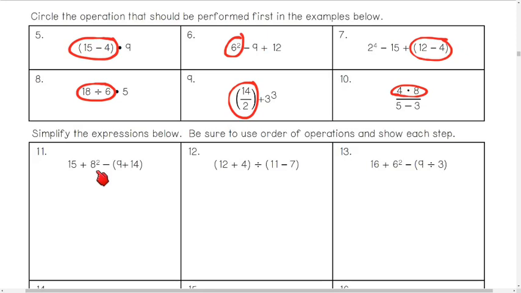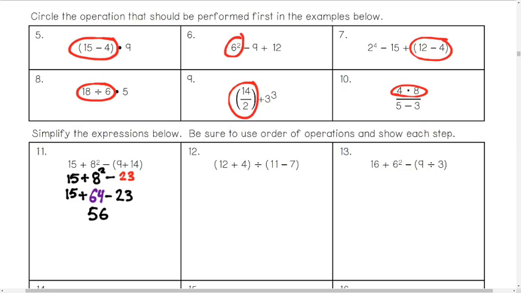So my very first step, I would go ahead and take the parentheses, and I would do that as my first step. So I'm going to go 9 plus 14 and get 23, and then I bring down the stuff I didn't use. And then I notice that 8 is squared, so I'm going to go ahead and square the 8 and get 64. And I bring down the stuff I didn't use. And now I have 15 plus 64 minus 23, and that does give me a grand total of 56.